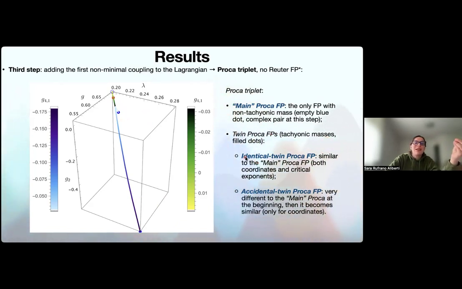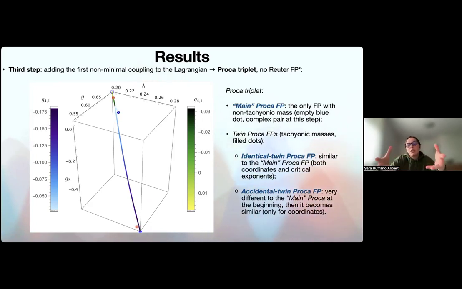In particular, the identical twin Proca fixed point, which is given by this blue dot at this step, is similar to the main Proca fixed point looking at both the fixed point coordinates and the critical exponents, while the accidental twin Proca fixed point, that at this step is given by this blue dot here in the corner, is very different from the main Proca fixed point at the beginning, but then across the truncations it becomes similar only looking at the fixed point coordinates.